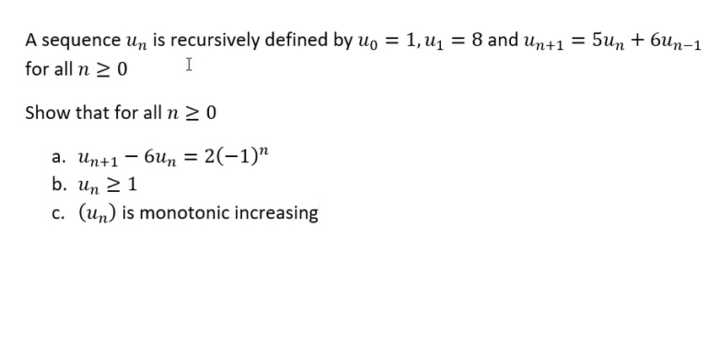A sequence Un is recursively defined by U0 equal to 1, U1 equal to 8, and Un plus 1 equal to 5 Un plus 6 Un minus 1 for all n greater or equal to 0. No, I think this is for all n greater or equal to 1. Anyways, show that for all n greater or equal to 0, Un plus 1 minus 6 Un is 2 times negative 1 to the power n. Un is greater or equal to 1 and Un is monotonic increasing.